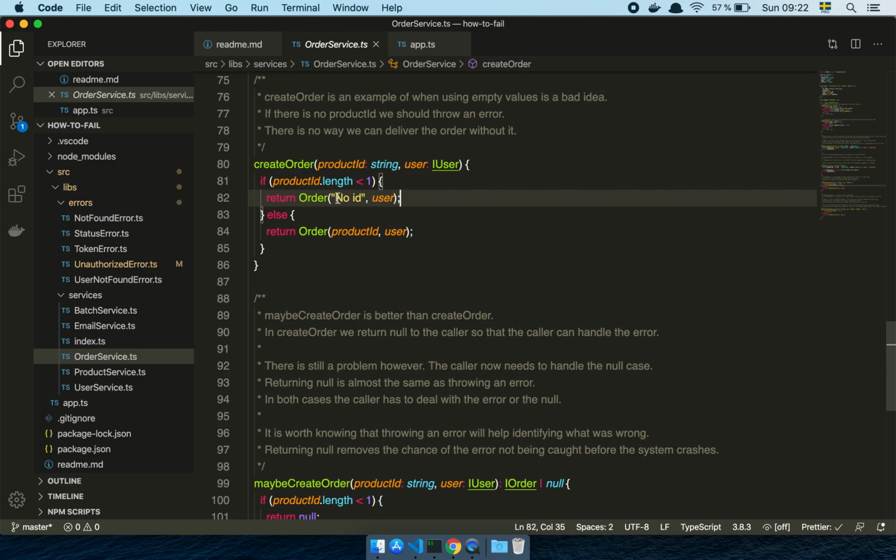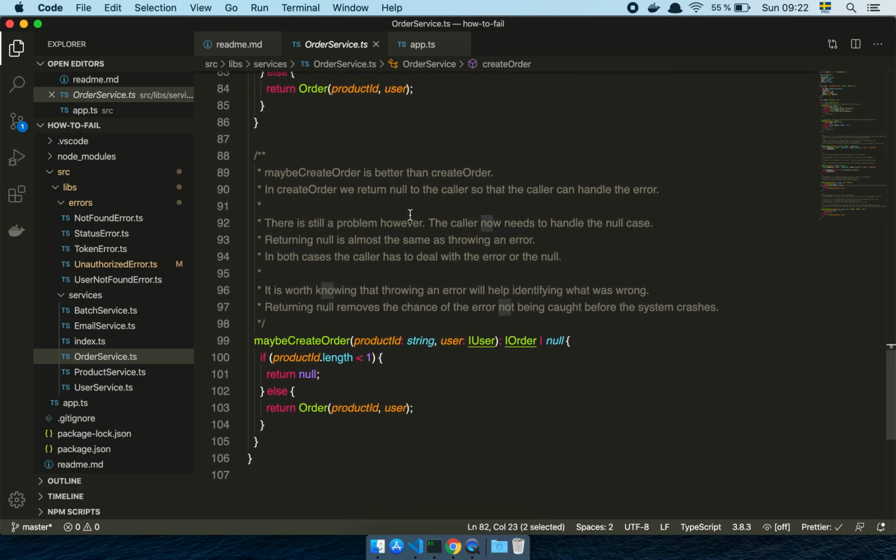Because here, I'm basically in a situation where the person who was trying to create the order doesn't know that the order didn't succeed at all. And the worst part is that I'm creating an ID that is going to be duplicated. This ID is going to be the same every time something goes wrong with the product ID. And that's really not something that I want.